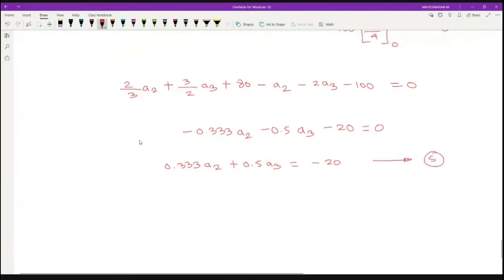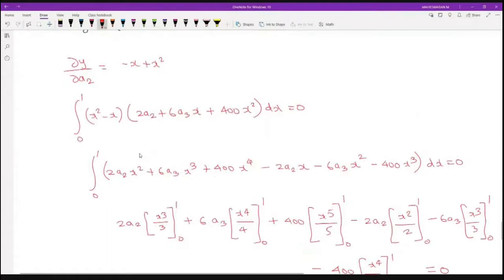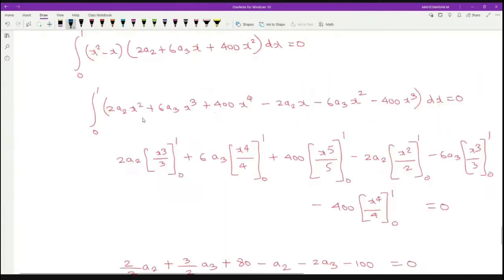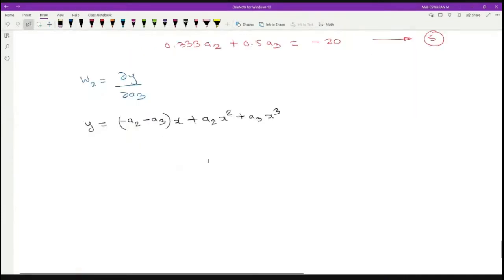Now let us go for the next one. So I have to go for W2 now. W2 is dou y by dou a3, right? So let me consider this y term again. Now partially differentiate with respect to this. So what I'll get? I will get dou y by dou a3 will be equal to, again, minus x and plus x cube, right? Minus x and plus x cube. So this is my term.